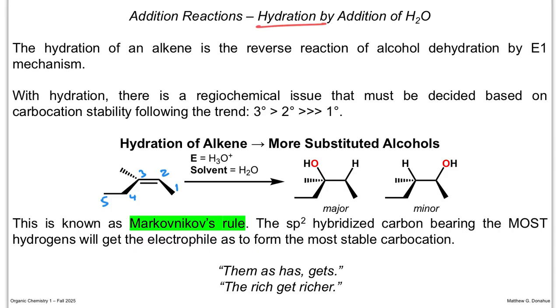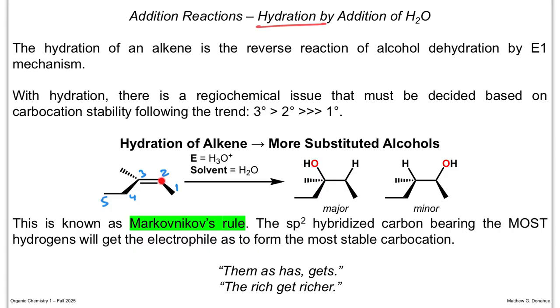There's the alkene. So one carbon has to get an H, the other has to get an OH. So the question is, who gets what? These are the two possible products. You'll notice one of them is major, one of them is minor. And so why is that? This is known as Markovnikov's rule.